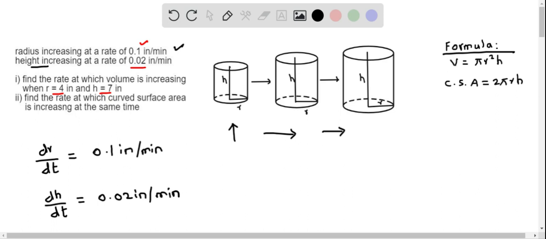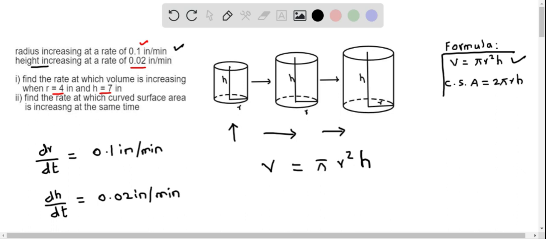So we have these two pieces of information, and using the formula to calculate the volume, that is volume is given as pi times r squared times h, where r and h represent the radius and height of the right circular cylinder. So let's find out the rate at which the volume is increasing. I'm going to use this volume formula. Therefore volume equal to pi r squared h. So first I write the formula.